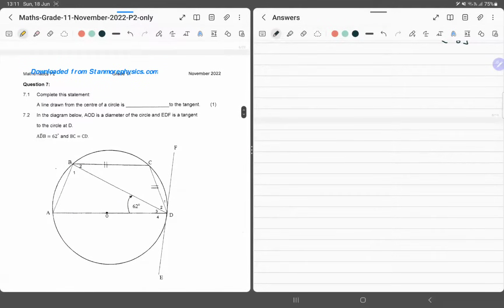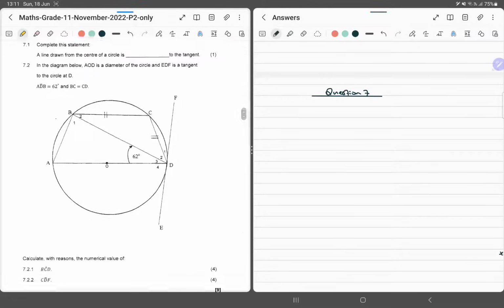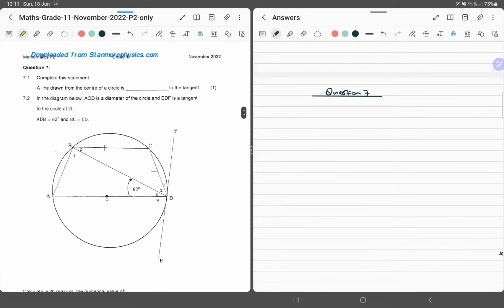So now let's get to Euclidean geometry. So question 7. Okay. Now you would be told, time up, boys and girls. But let's just enjoy this and not worry about time anymore.